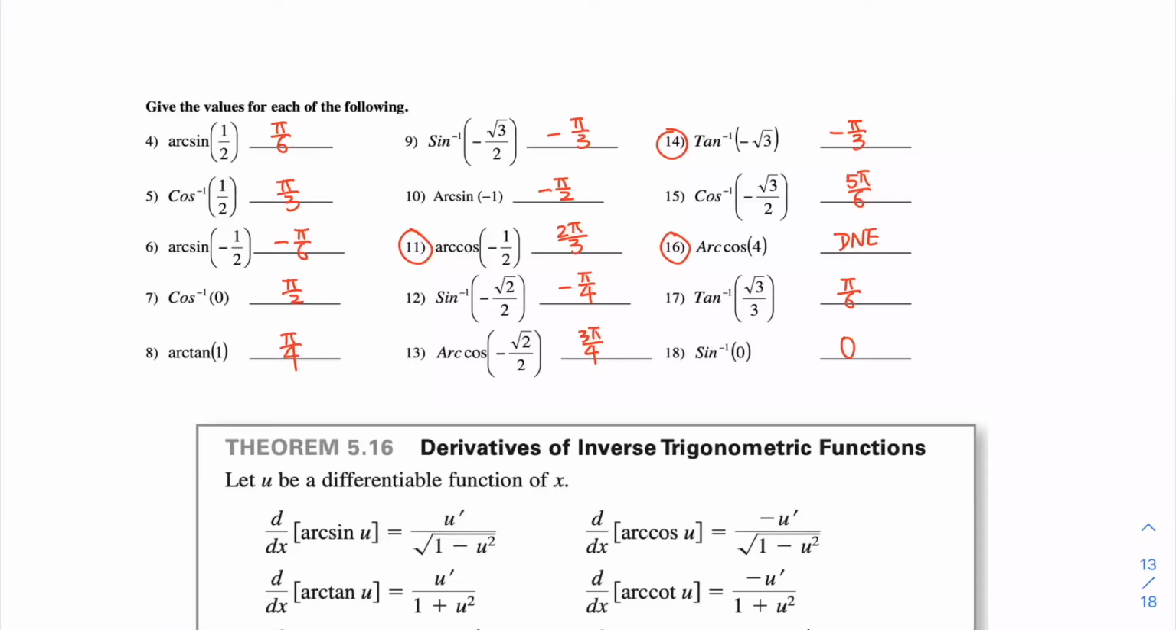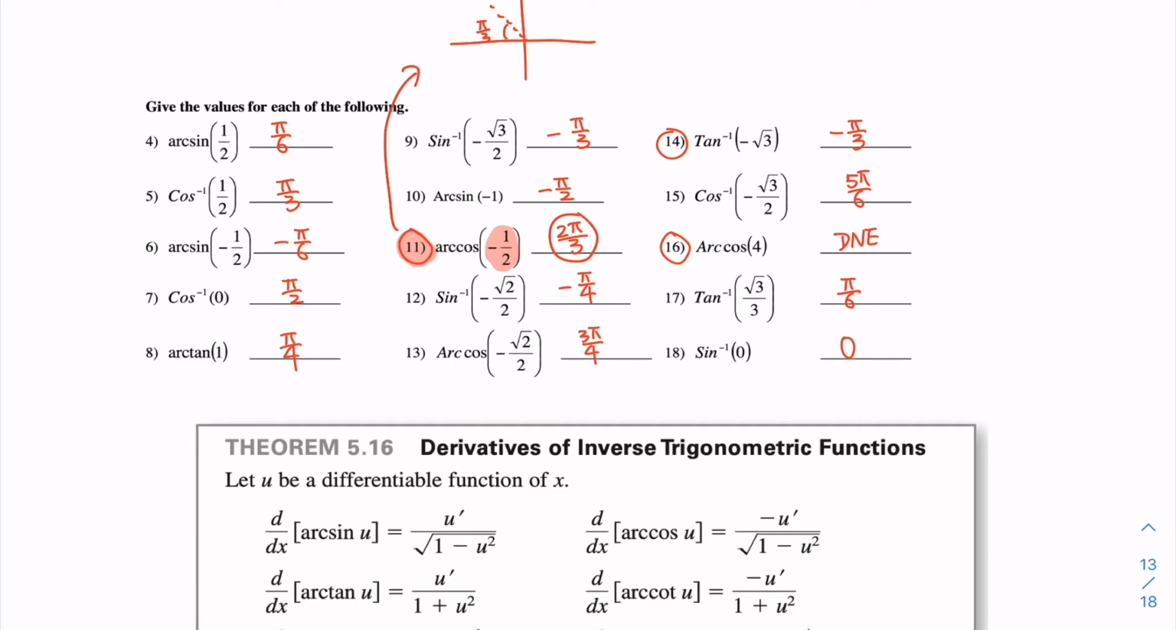Let me go over number 11. Cosine of what gives you negative 1/2? As we know, cosine inverse gives us an angle between 0 and pi. In the 2nd quadrant, cosine will be negative. So cosine of what gives you 1/2? As we know, cosine of pi over 3 gives you 1/2. So with reference angle pi over 3, our final answer will be 2 pi over 3.